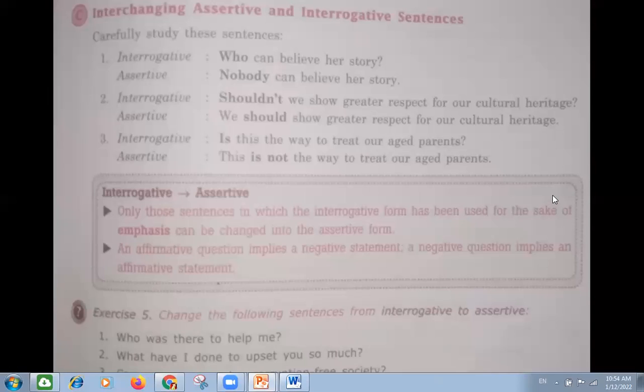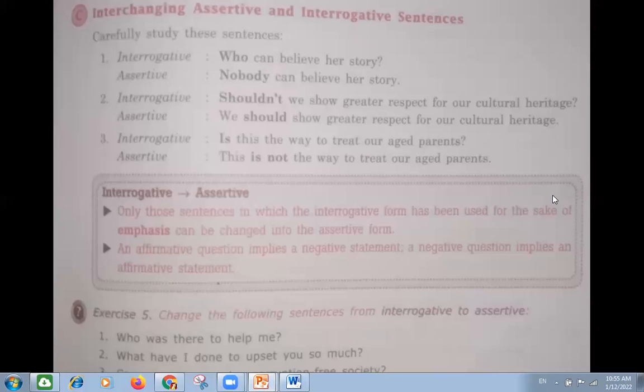I have done nothing to upset you so much. Repeat once again, Mahak. I have done nothing to upset you so much. Absolutely correct, Mahak. That's very good. Bravo. That's correct. Absolutely correct. Lower down your hands, everyone.